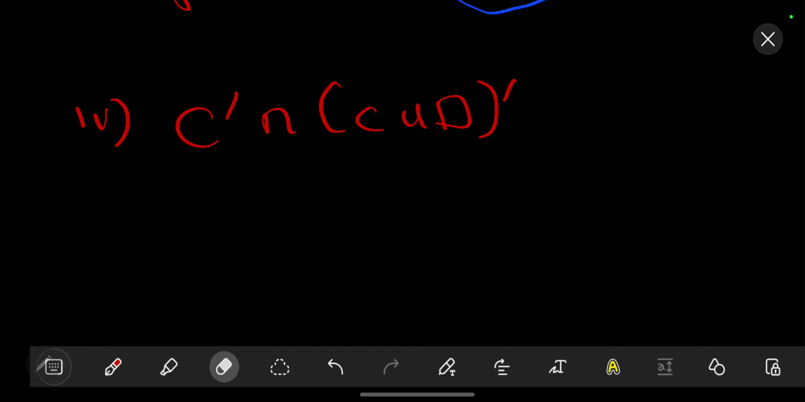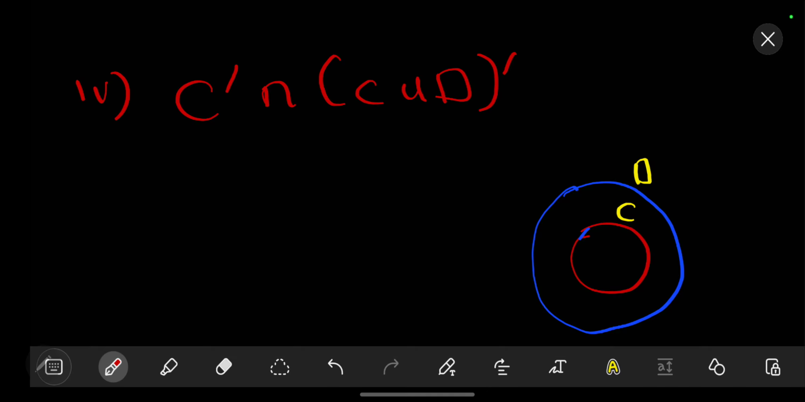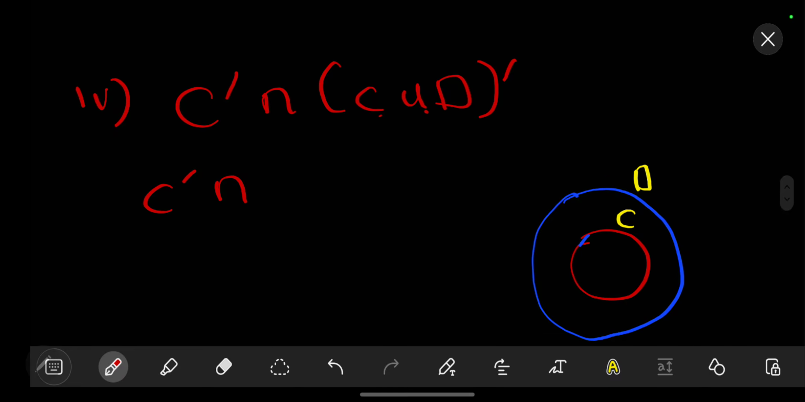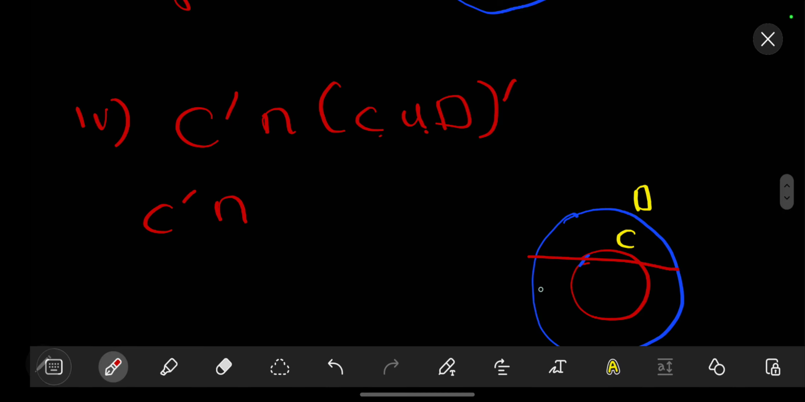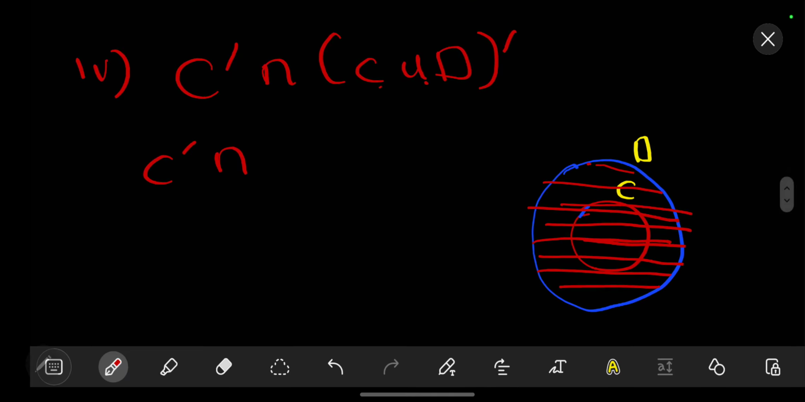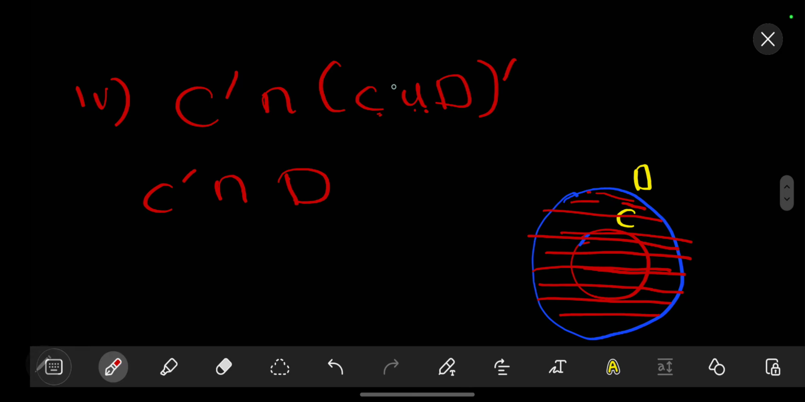So let's say we have this. Same approach here. We have C complement intersection of what is in the bracket, C union of D. C union of D means we are combining what is in C and D. If you combine C and D, you are just shading D. Since C is found in D, the whole set D makes up C union of D. So it will be D inside here, then we have the complement outside.